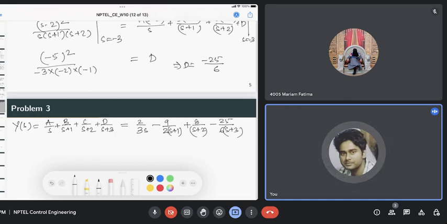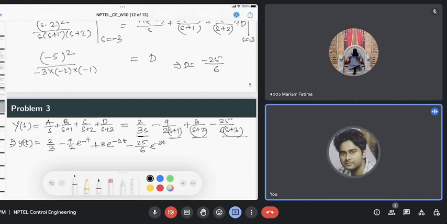So then we take the inverse Laplace transform. This implies that y(t) will be, we know the inverse Laplace of 1 by s is 1, the unit step, so it's just 2 by 3, and this is minus 9 by 2, so the inverse Laplace transform of 1 by s plus 1 is e to the power minus t, then 8, this is e to the power minus 2t, minus 25 by 6, this is e to the power minus 3t, right? So this is the response of the system.